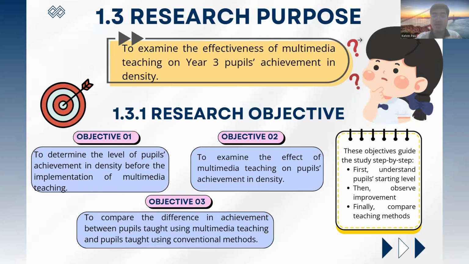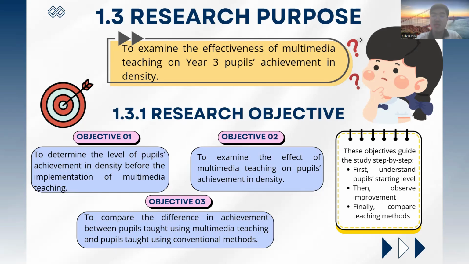And next, we will see the research purpose. The research purpose of this study is to examine the effectiveness of multimedia teaching on Year 3 pupils' achievement in density. And the research objectives consist of three objectives. The first is to determine the level of the pupils' achievement in density before the implementation of multimedia teaching. The second one is to examine the effect of multimedia teaching on pupils' achievement in density. And the third one is to compare the difference between the pupils taught using multimedia teaching and the pupils taught using the conventional method.